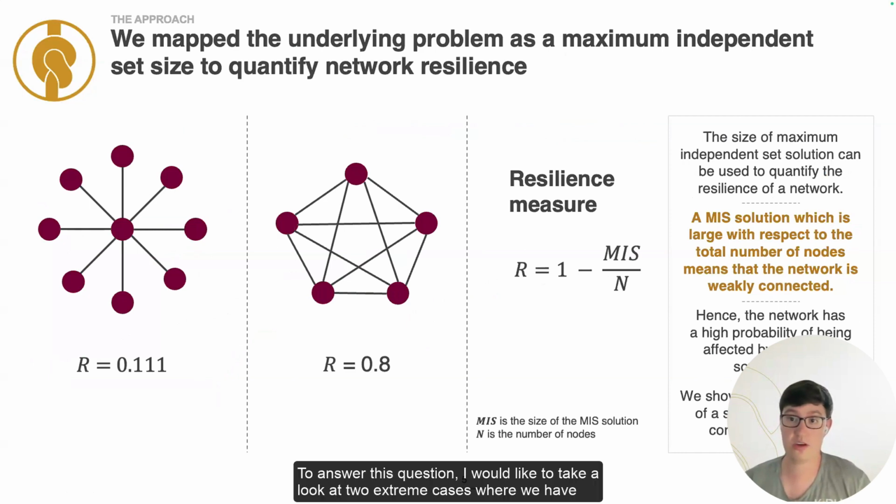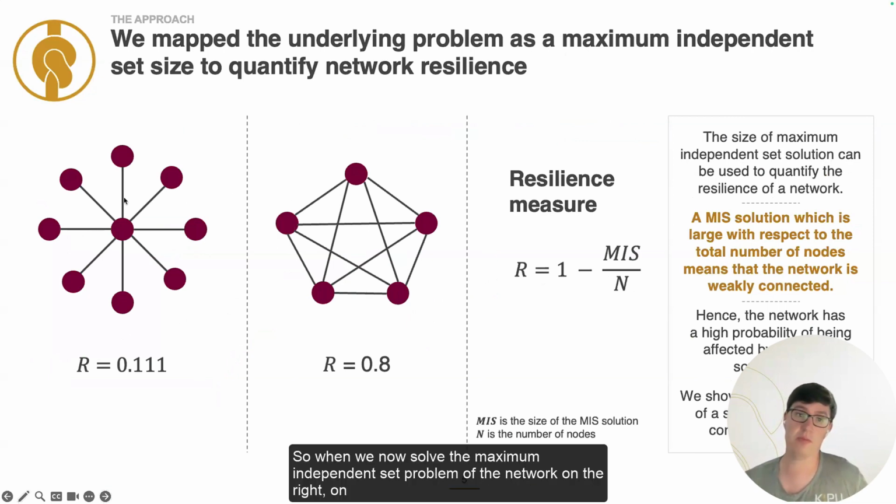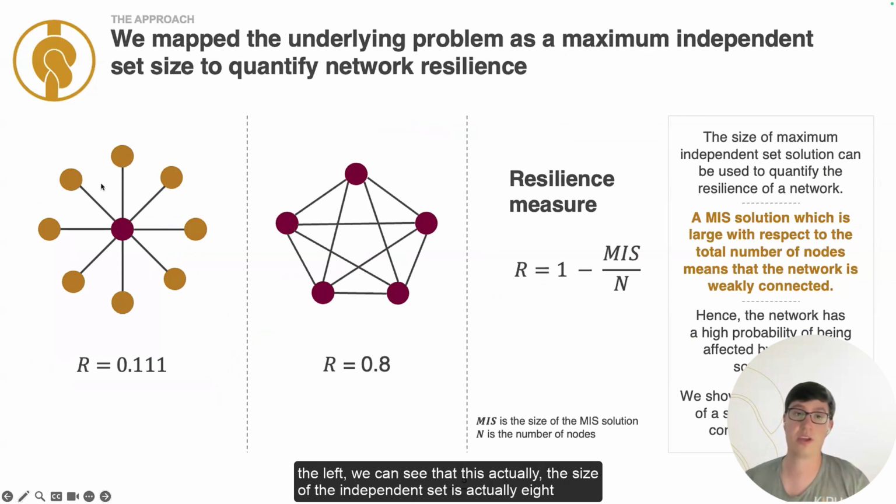To answer this question, I would like to take a look at two extreme cases, where we have on the left a sparsely connected network and on the right a very densely connected network. So when we now solve the maximum independent set problem of the network on the left, we can see that the size of the independent set is actually 8 nodes, and we now use the size of this independent set to calculate the resilience measure.